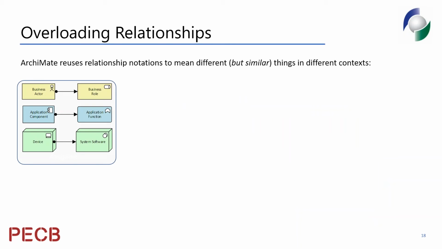Overloading relationships. Well, we see here that standard ArchiMate overloads the assignment relationship, so that you can assign an actor to a role, you can assign an application component to a piece of functionality, you can assign a device to a piece of system software. The assignment concept is reusable, but it doesn't mean exactly the same thing in each layer.